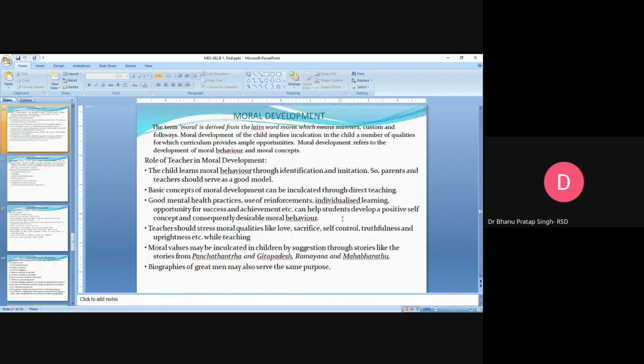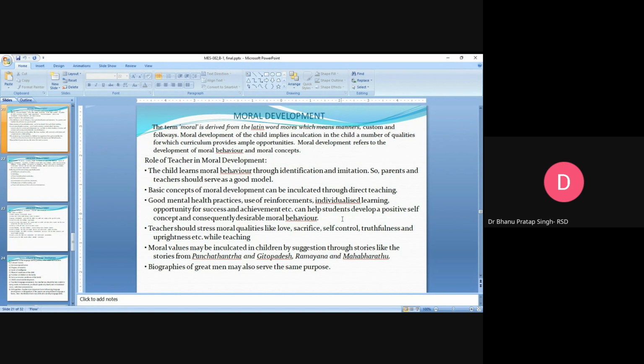Moral development. The term moral is derived from the Latin word mores, which means manners, customs, and folkways. The moral development of the child implies inculcating in the child a number of qualities for which the curriculum provides ample opportunities. So, moral development refers to the development of moral behavior and moral concepts. So, what is the role of the teacher in moral development?